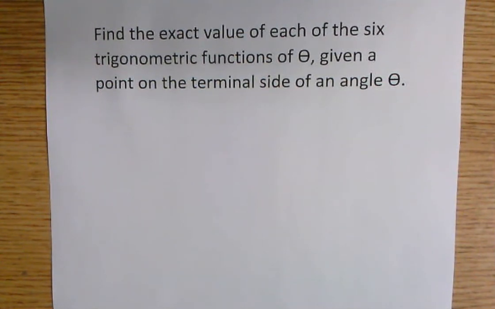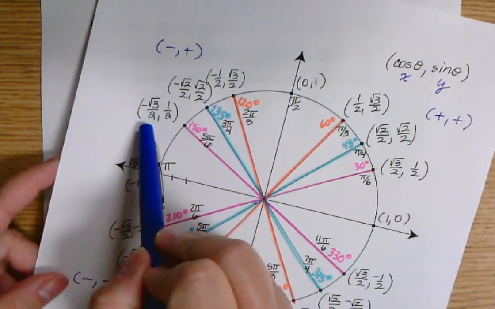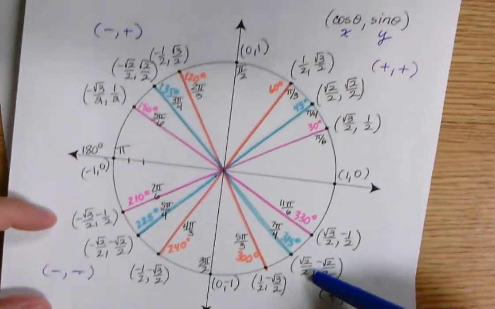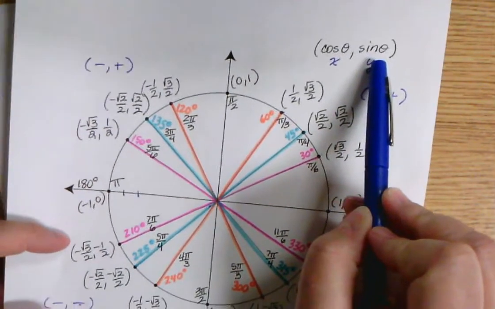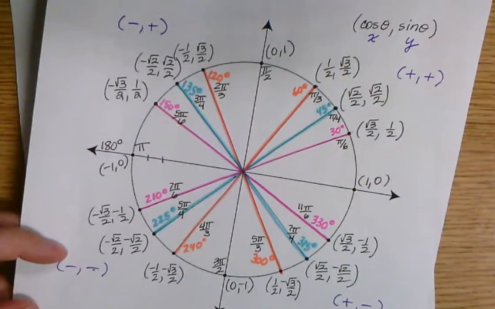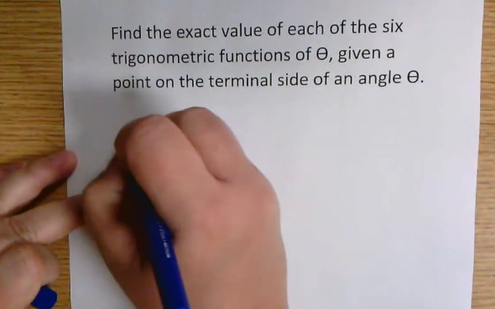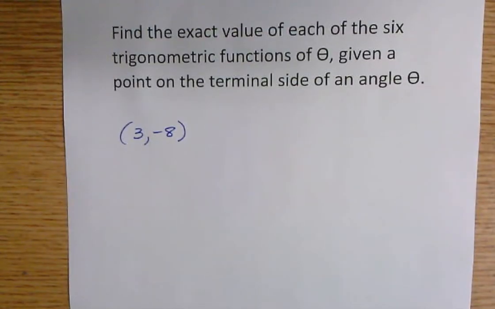Find the exact value of each of the six trigonometric functions of theta given a point on the terminal side of an angle theta. Now, the key here is that the points you're given are not any of these points. They're not the unit circle points. If you were given these points, then you could say, oh, okay, I know that the x-coordinate is the cosine and the y-coordinate is the sine, and I know these other relationships like our reciprocal relationships and our quotient identities. But here, it's more like you're given a point like 3, -8. A point that does not look like anything you see on the unit circle.